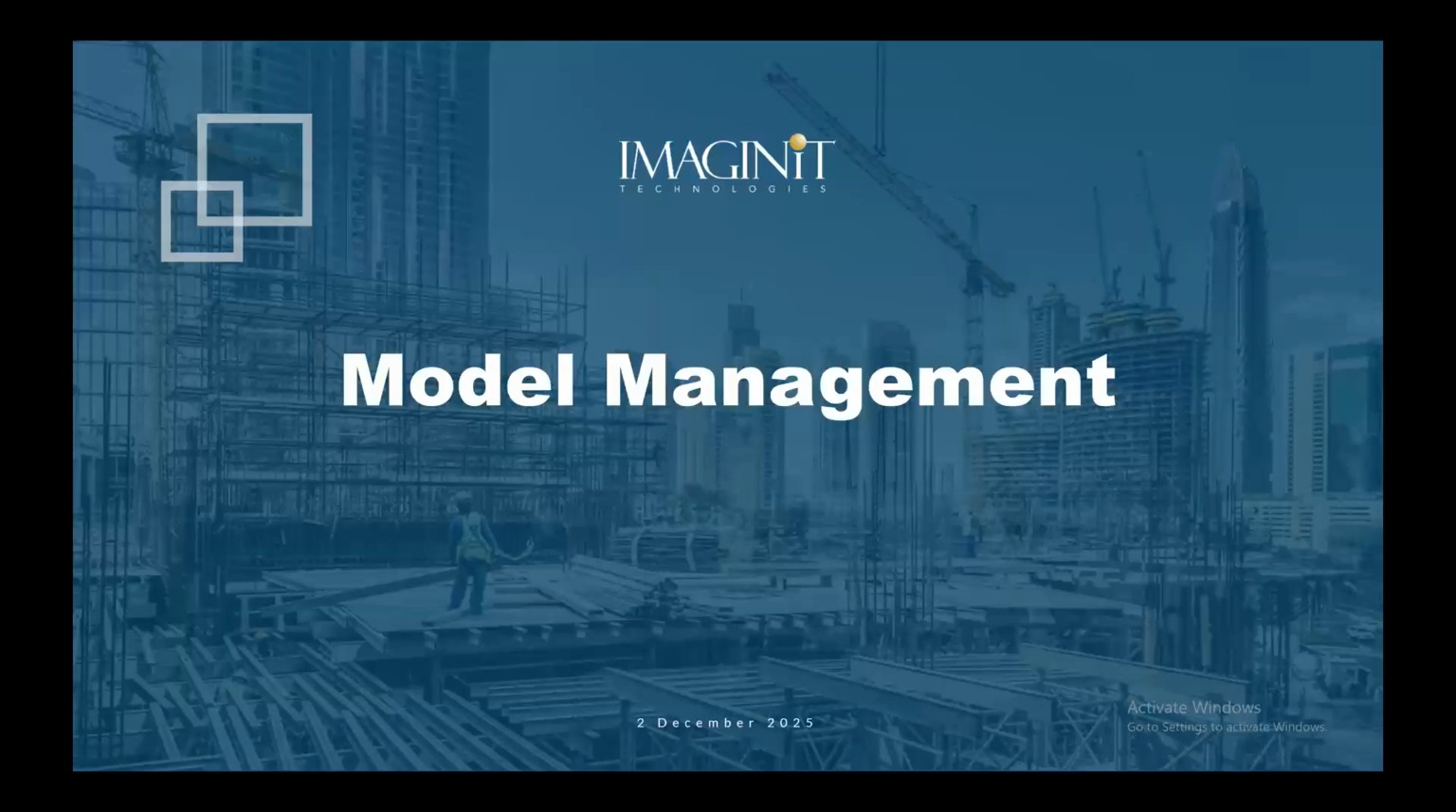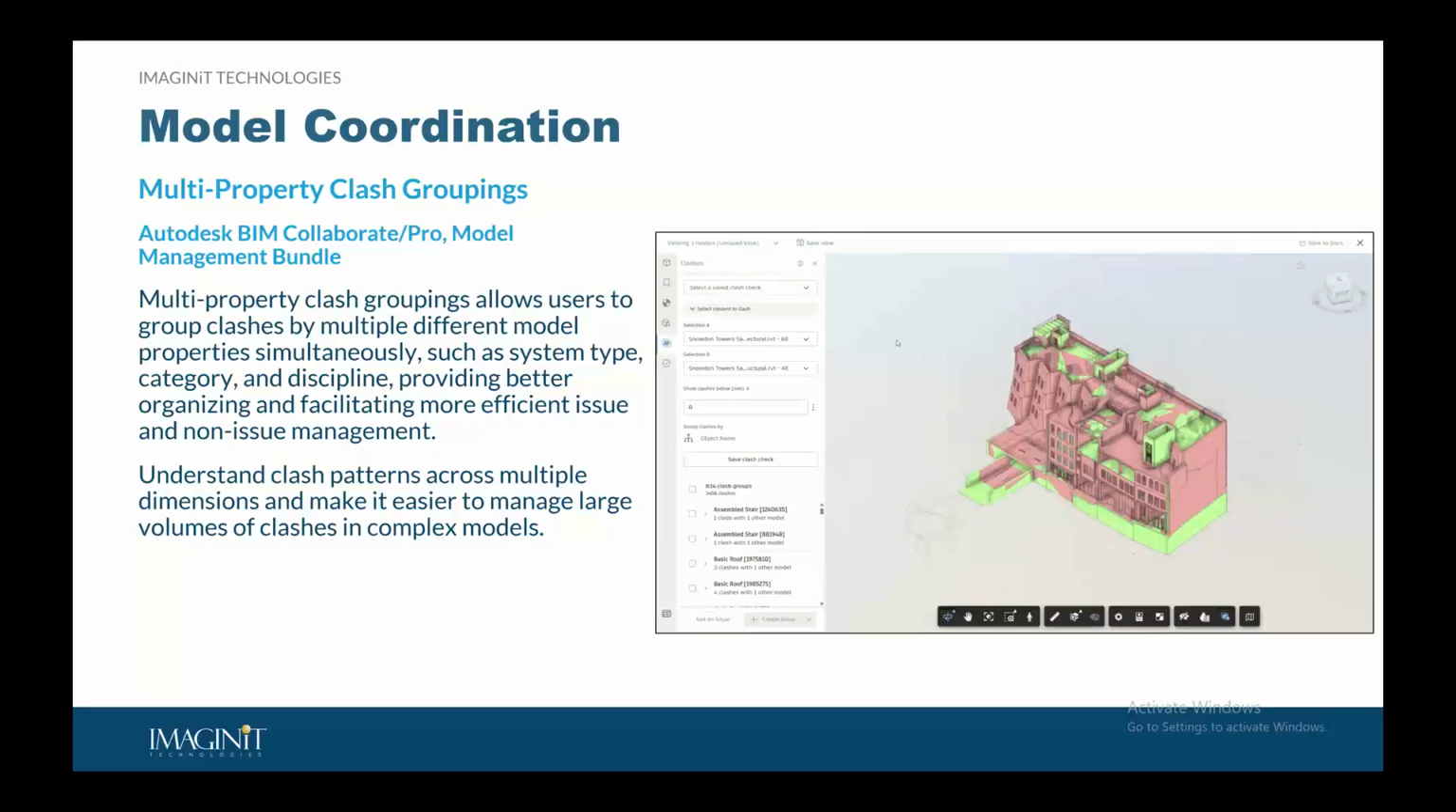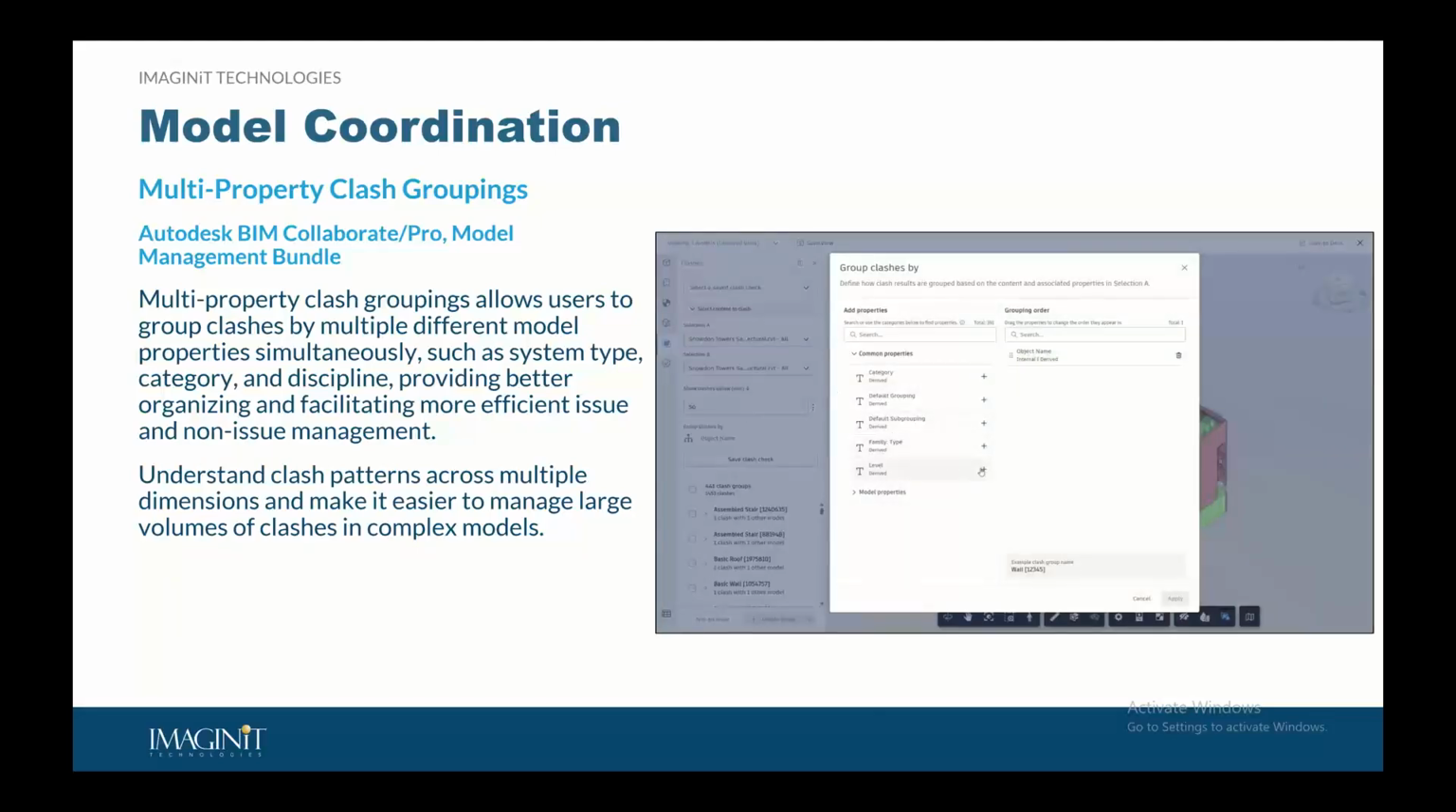All right, so we are moving out of pre-con and into model management. The first space that we're going to talk about is specifically model coordination and multi-property clash groupings. So the solutions that this release affects are Autodesk BIM Collaborate and BIM Collaborate Pro, and then also the model management bundle. A lot of new naming conventions coming out.